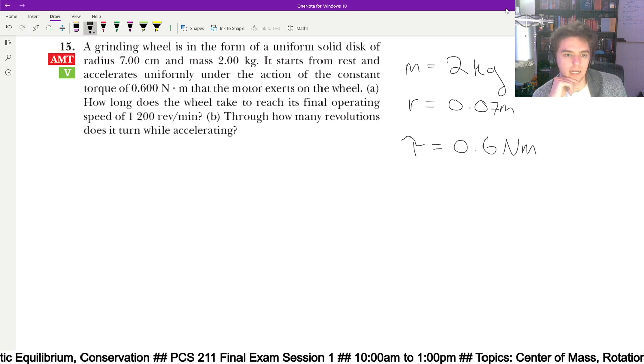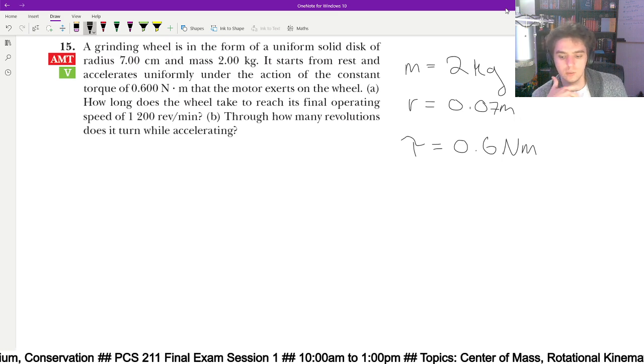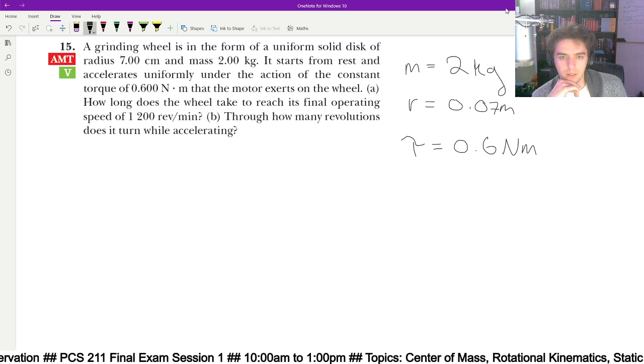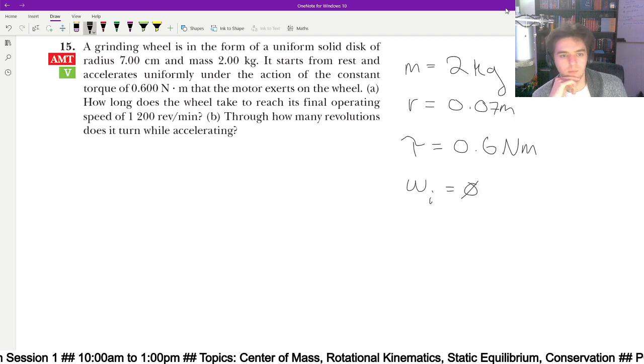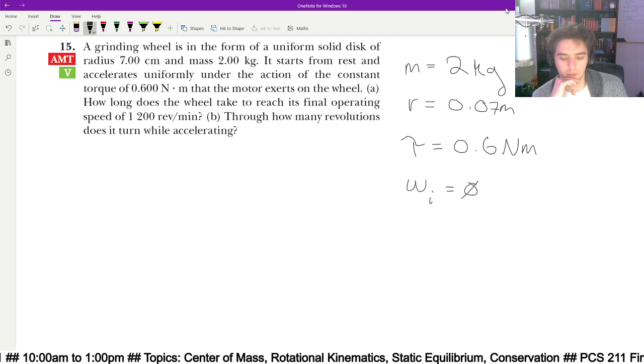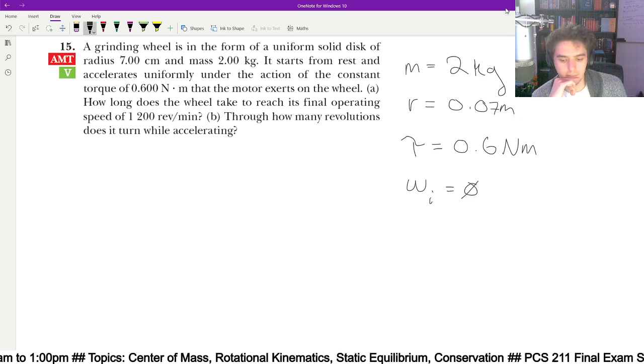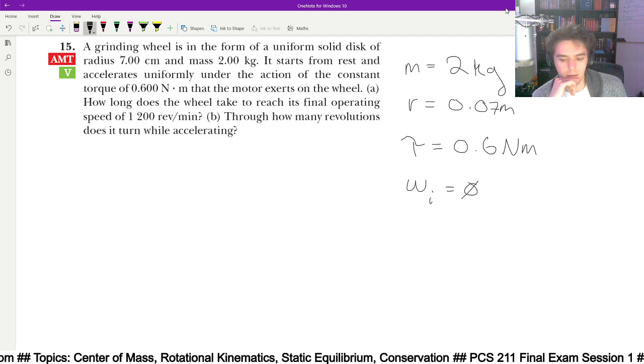So how long does it take? We're looking for a delta T. Since we're looking for a delta T, is it from rest? It starts from rest, so omega I equals 0. We don't know anything else about omega F. Omega F equals omega I plus alpha T.